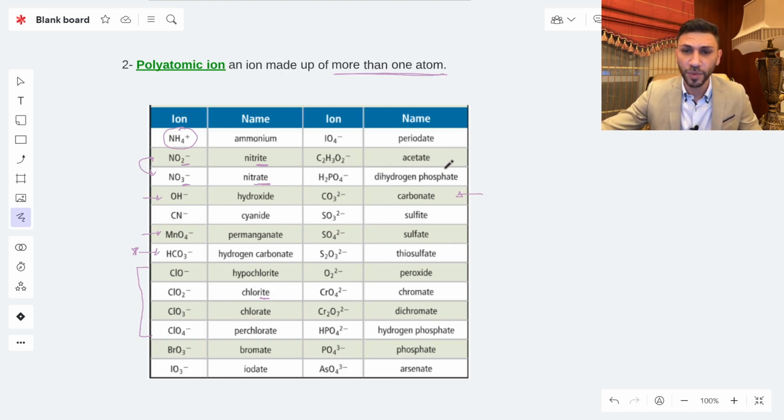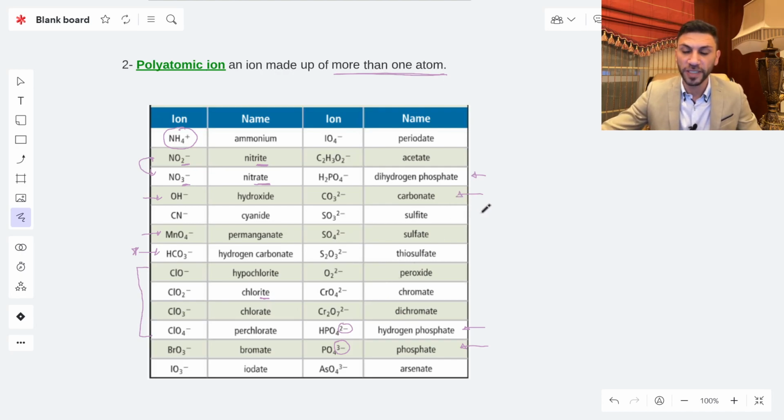We have here, for example, this one, it means dihydrogen phosphate, because PO4 alone is called phosphate, and it's negative 3. H2PO4 negative 1 is dihydrogen phosphate. And we have the hydrogen phosphate, which is only one H, not dihydrogen, only hydrogen phosphate. So it's going to be HPO4 negative 2.